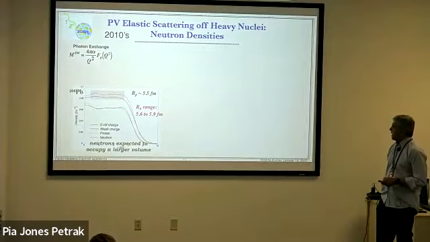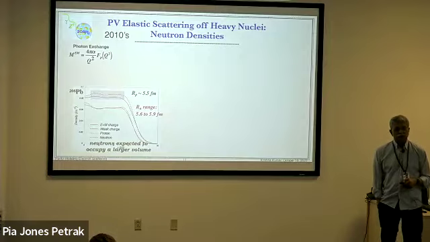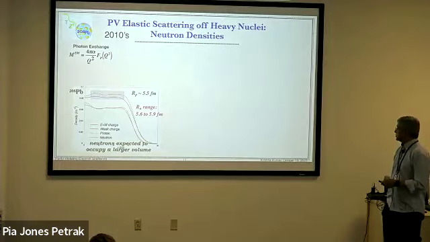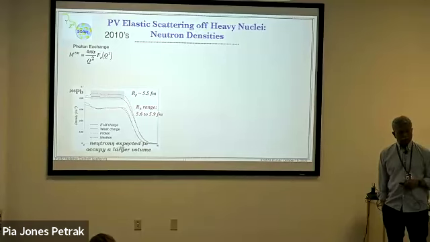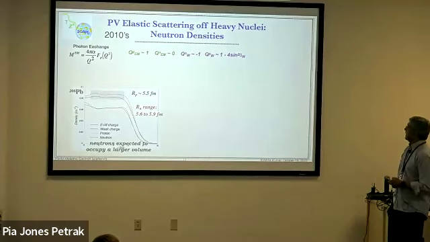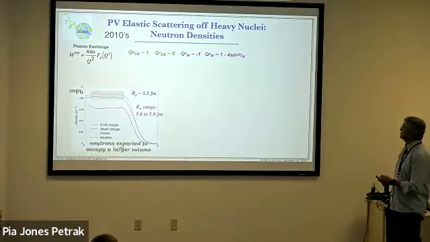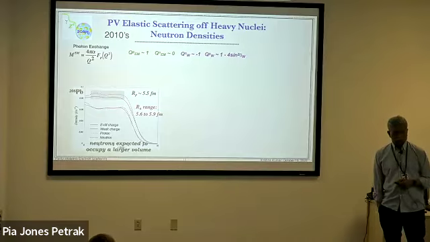Now, what is the black curve? That's the weak charge, the weak distribution. The weak distribution almost mimics the neutron distribution. Why is that? And that has to do with this accident of the standard model.